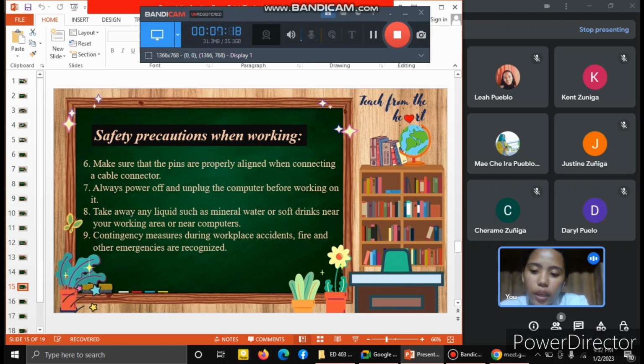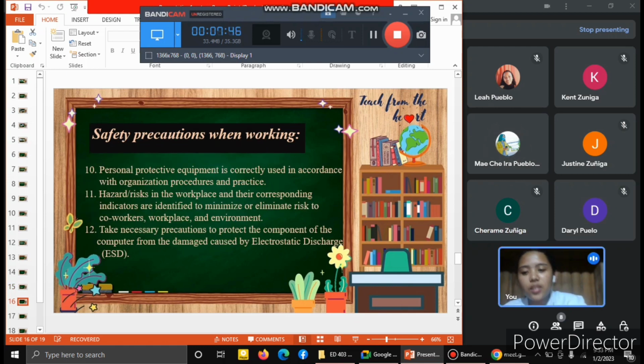and take away any liquid such as mineral water or soft drinks near your working area or near computers. And the number 9 is contingency measures during workplace accident. The fire and the other emergencies are recognized, and of course this is very important to recognize.